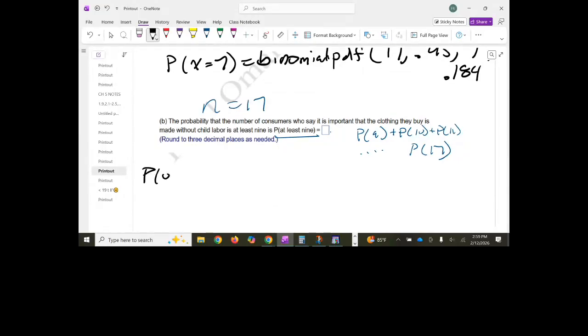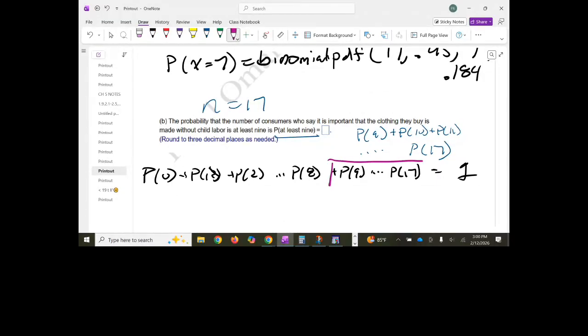Okay, let me ask you guys a question. If we were to take the probability that none of them agreed with this, right? 1, 2, okay, 8, 9, all the way to 17. Do you guys agree we'd get the number 1? If we took all the possibilities and we added them all up, we should come up with the number 1? Okay. Y'all, what we're looking for right now, we're looking for this. We're looking for 9 all the way to 17, okay?